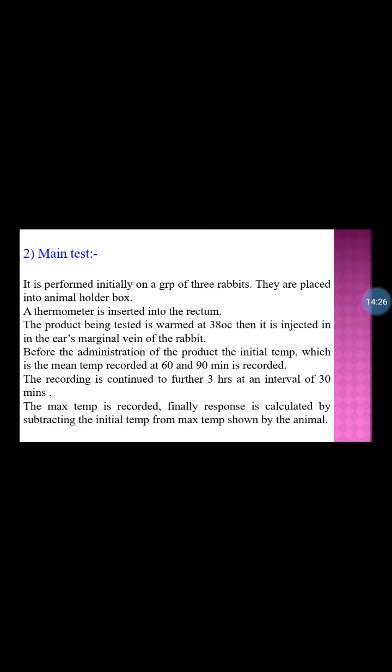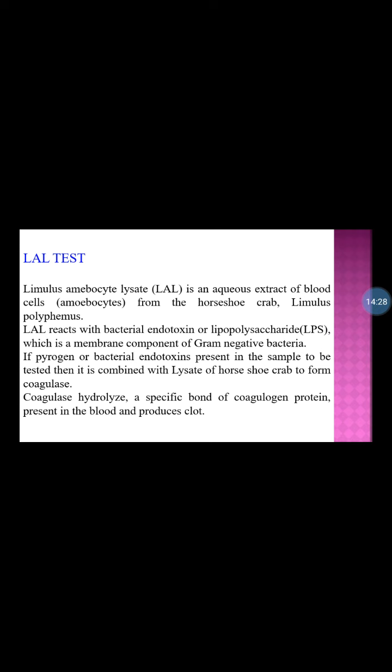Okay, there is one more test in the pyrogen test, that is the LAL test. Limulus amoebocyte lysate is an in vitro test performed to detect pyrogens and bacterial endotoxins of gram-negative bacteria. Limulus amoebocyte lysate is an aqueous extract of blood cells from the horseshoe crab.